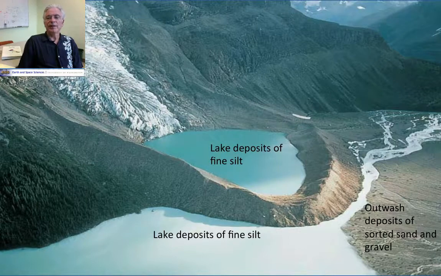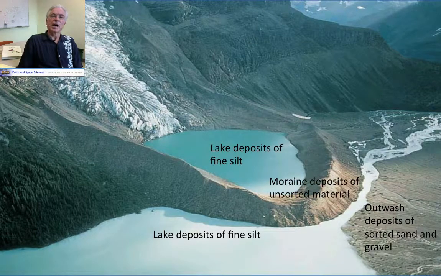In between, you have a moraine which has unsorted material, very large to very small. The material that is well sorted then becomes our potential aquifer material. The unsorted material becomes a potential aquitard. Silts and clay also become aquitards.